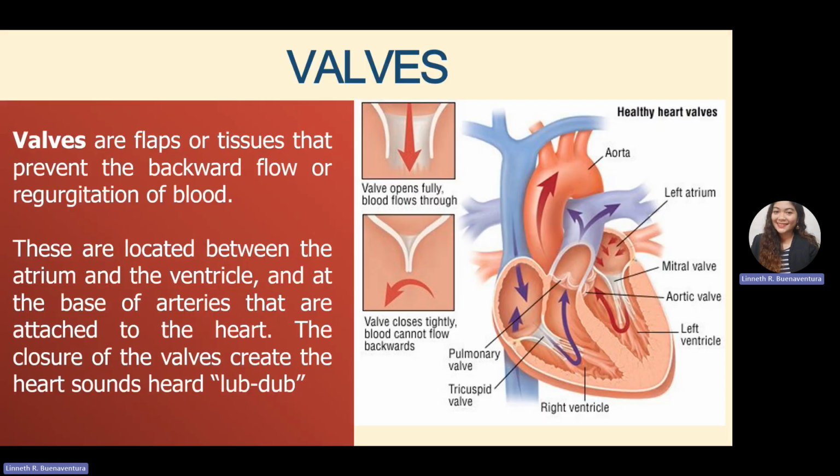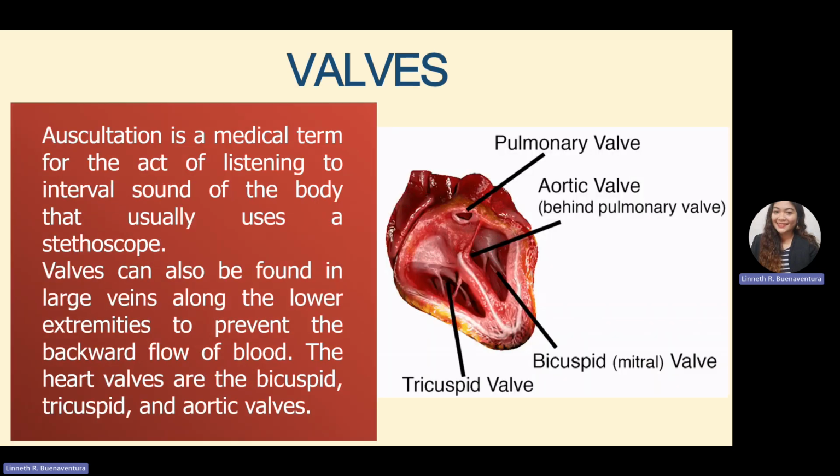And then we have valves. Valves are described as plugs of tissue that prevent the backflow or regurgitation of our blood during the pumping of blood in our heart. These are located between different chambers of our heart, such as the atrium and ventricles, at the base of the arteries that are attached to the heart. The closure of the valves is what creates the sound known as the lub dub.